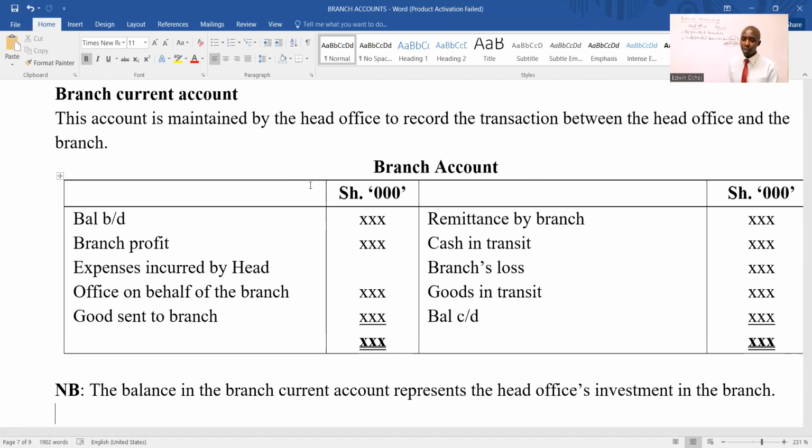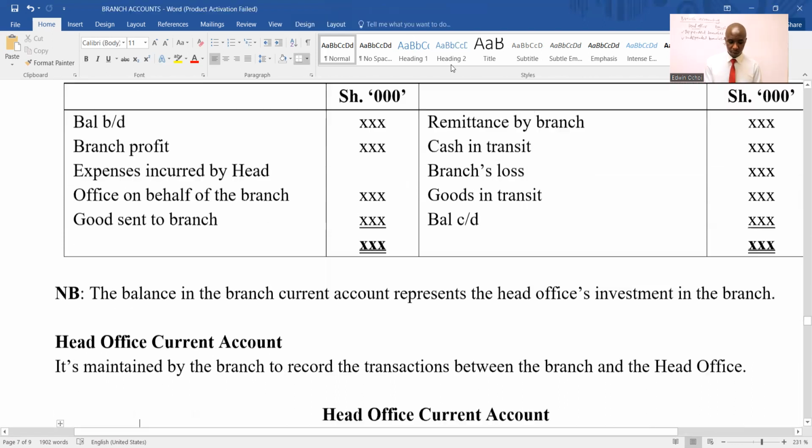So when I prepare the statement of financial position, the branch current account balance will be recorded as a non-current asset. The reason being, we have said that the balance of the branch current account represents head office investment in the branch.